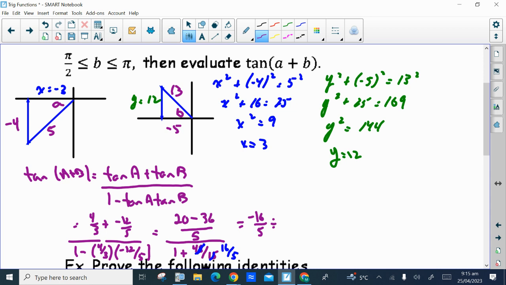And so, on the bottom, it's 1 plus 16 over 5. So 1 with the denominator of 5 will be 5 over 5. So you're going to have negative 16 over 5 divided by 5 plus 16 is 21 over 5. Well, let me just check this. Yeah, that looks right.